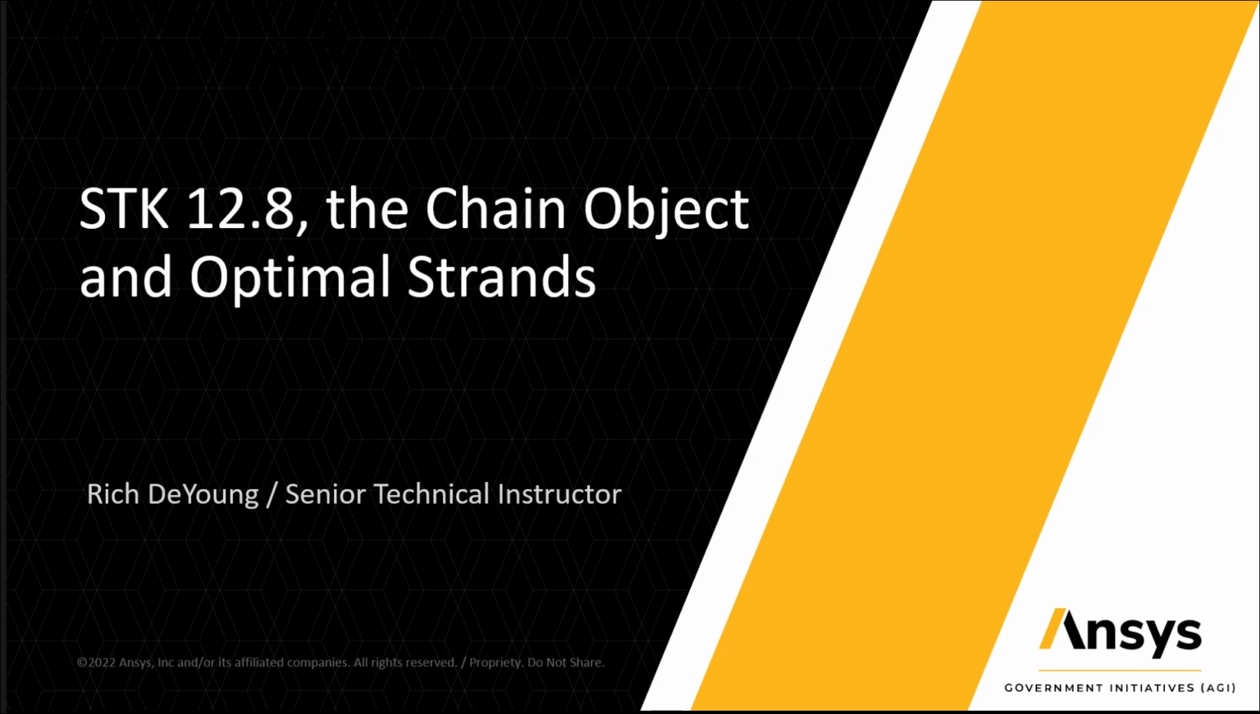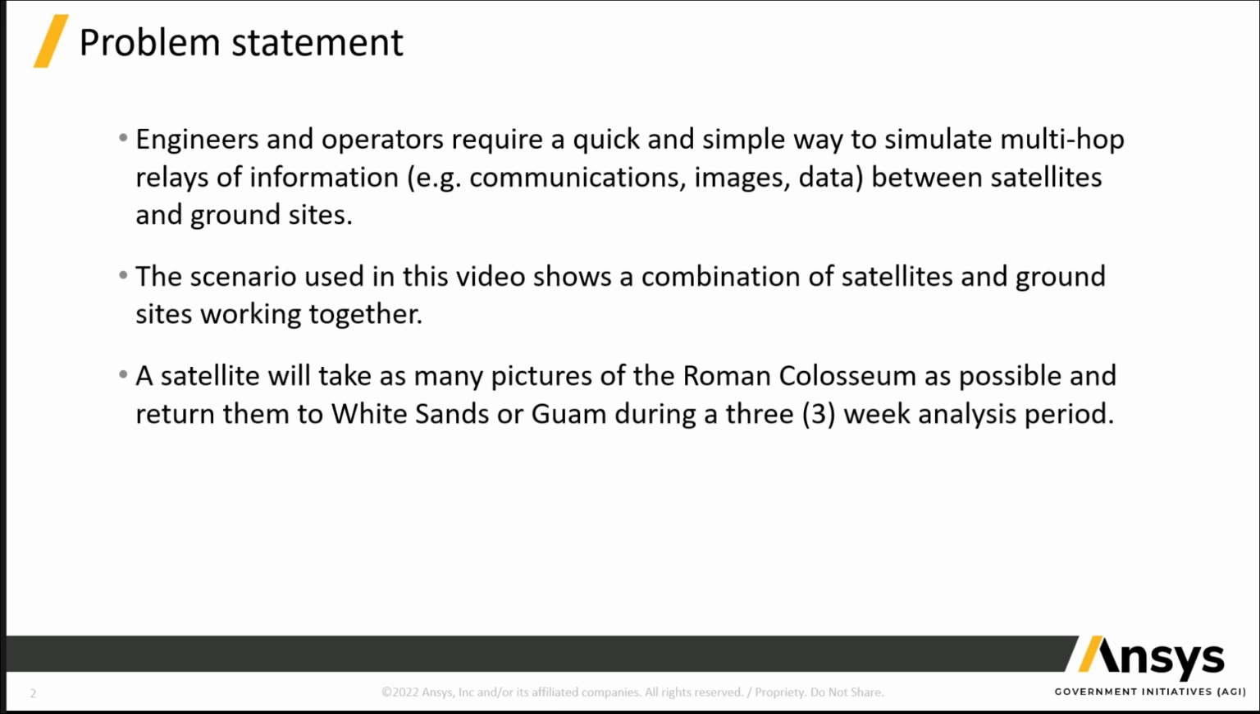Today's short video is an introduction to STK 12.8, the new chain object, and how to use optimal strands. Engineers and operators require a quick and simple way to simulate multi-hop relays of information between satellites and ground sites. The scenario used in this video shows a combination of satellites and ground sites working together. A satellite will take as many pictures of the Roman Coliseum as possible and return them to White Sands or Guam during a 3-week analysis period.